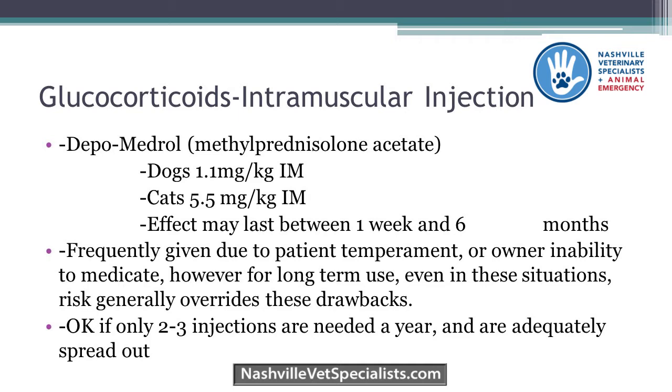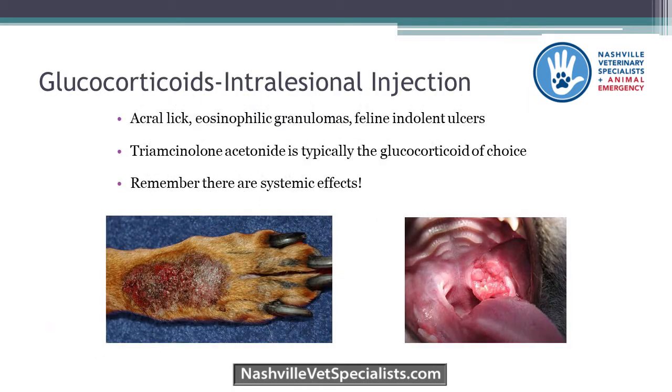Most frequently, it's an angry cat, and the owner can't get near it, doesn't want to get near it, or it ruins their entire relationship for them to be given a pill every day or every other day. I totally understand that. If you can give 2 to 3 injections a year, if they're adequately spaced out, that's probably going to be safe long-term for that pet. If it's more than that, generally we say the risks are going to override the drawbacks of difficulty giving oral steroids. You can also give them intralesionally.